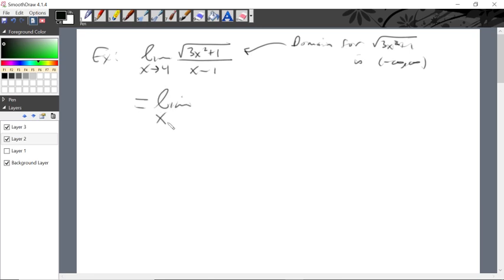So let's try the quotient law. The limit as x goes to 4 of the square root of 3x squared plus 1 over the limit as x goes to 4 of x minus 1. That's the quotient law. Sorry, I called it quotient rule, but that's something else. This is the quotient law. That was law 5.